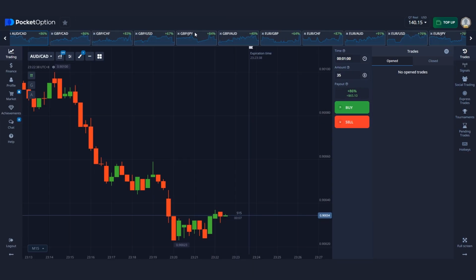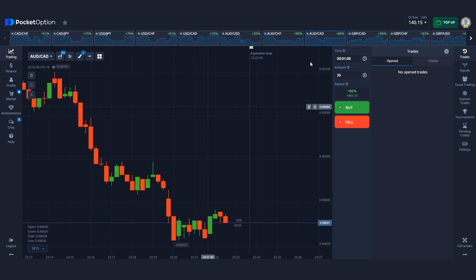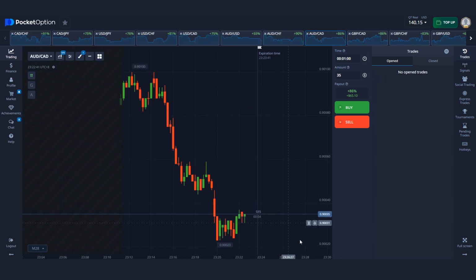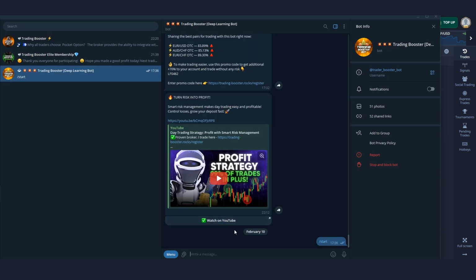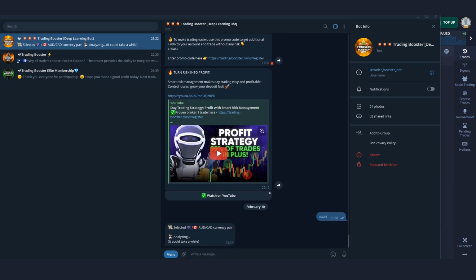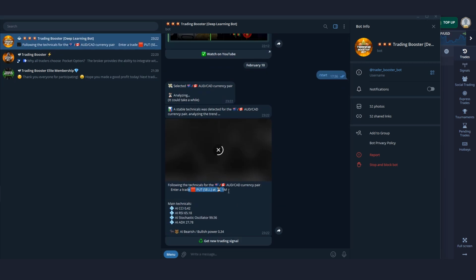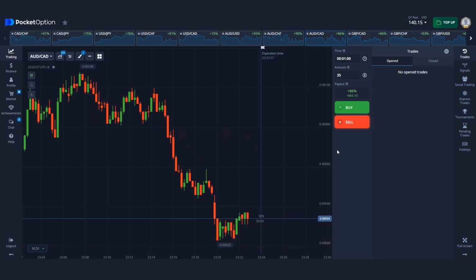The next currency pair is Australian Canadian dollar. Choose the currency pair. There's quite a good movement here. I'm switching to the booster bot, selecting the currency pair, and also the trade duration. I'm choosing 1 minute. I'm getting a sell signal and I'm opening a sell trade right from here.